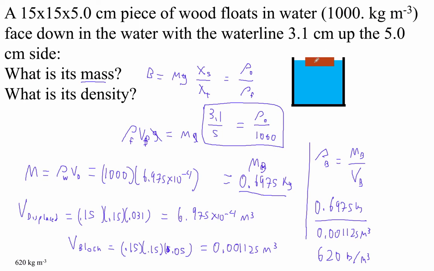If half of it is submerged, it's half as dense as the fluid. If it's 1/4 submerged, it's 1/4 as dense as the fluid. If it's 2/3 submerged, it's 2/3 of the density of the fluid. If it's 9/10 submerged, it's 9/10 the density of the fluid.